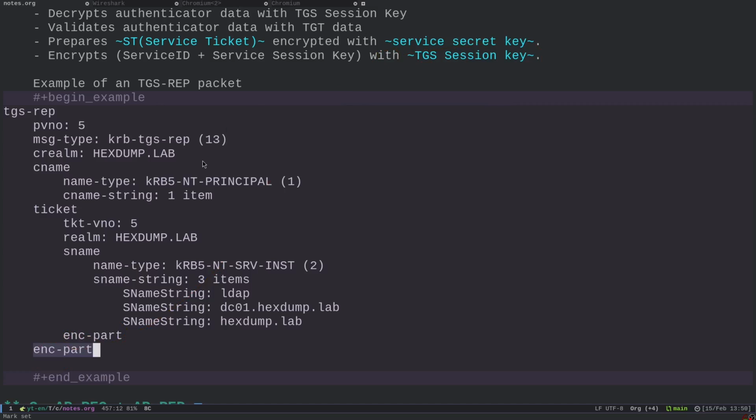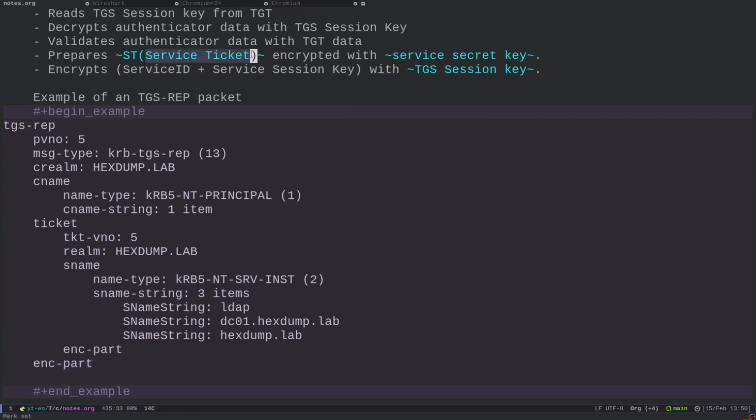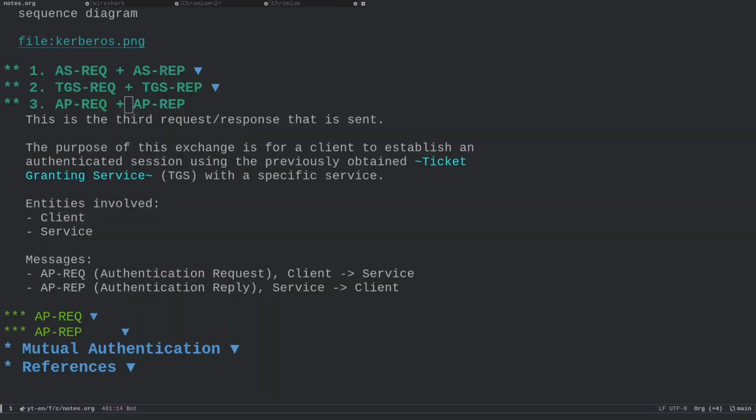However, it can be cracked, so you can use a service ticket to crack the service password. This is another attack called Kerberoasting, and we will see it in a different video. So at this point we have the TGT, we have used the TGT to obtain the TGS or the service ticket, you can also call it service ticket. So this is the third request and response that is sent.